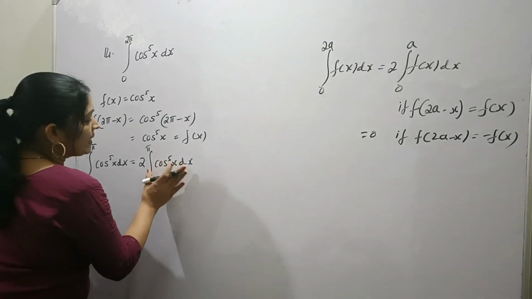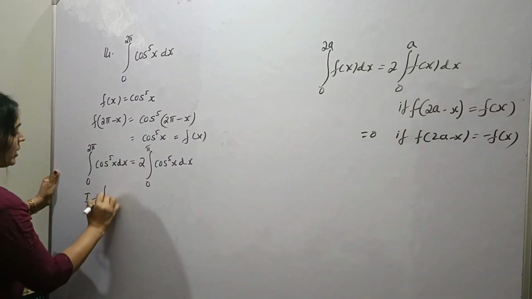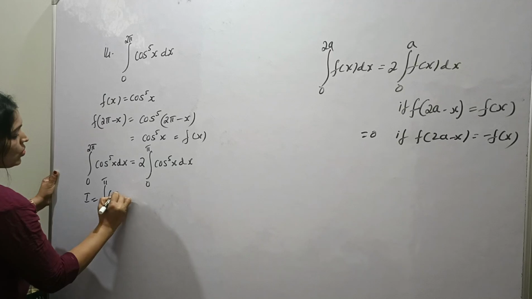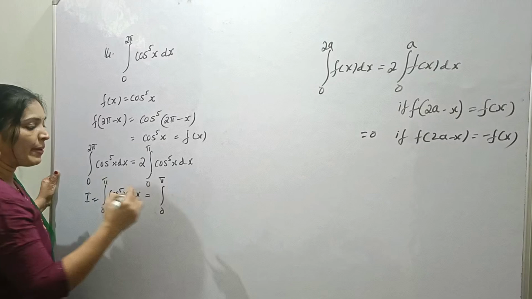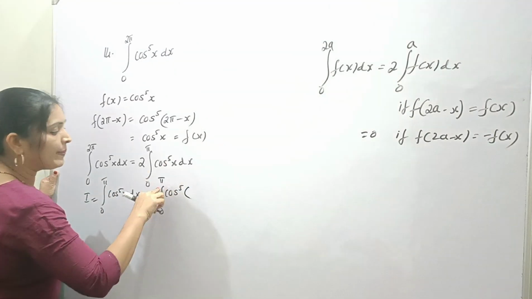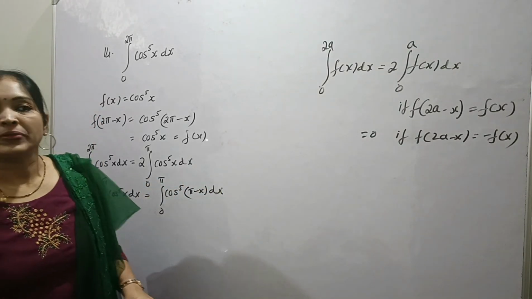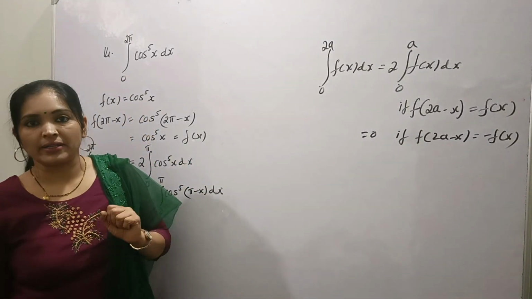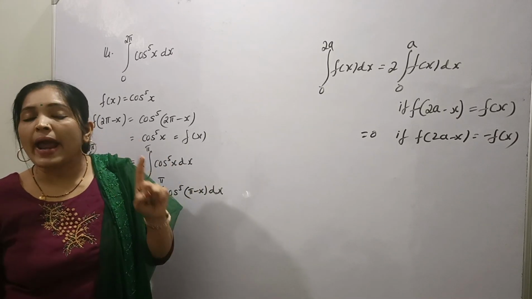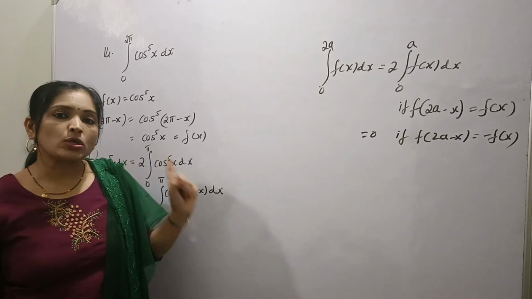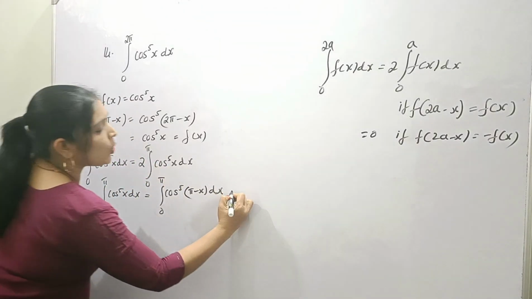Okay. So for that, here we will take it as I. Let I is equal to integral 0 to pi cos raised to 5x dx. Apply the property, integral 0 to pi f of a minus x, that is cos raised to 5 of a minus x, what is a? Pi minus x dx. Okay, what is pi minus theta? Pi minus means it lies in the second quadrant. We know that in the second quadrant only sine and cosec are positive, right? Cos is negative. Therefore, cos pi minus theta is minus cos theta, right?